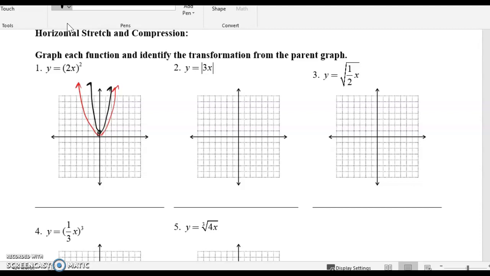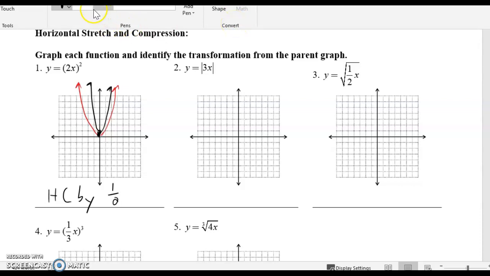It still goes through 0, 0. Did not move up. This is a horizontal compression by, this is the tricky part, by a half. You are compressing the graph. So if you want to think about it this way, you are at the same height in half the time. You made the same amount of money in half the time. That's the way horizontal stretches and compressions work.